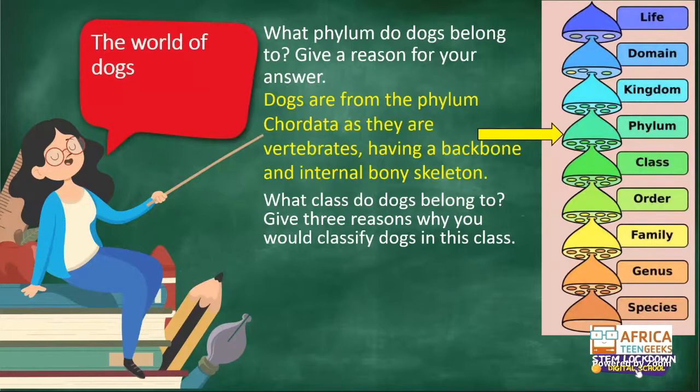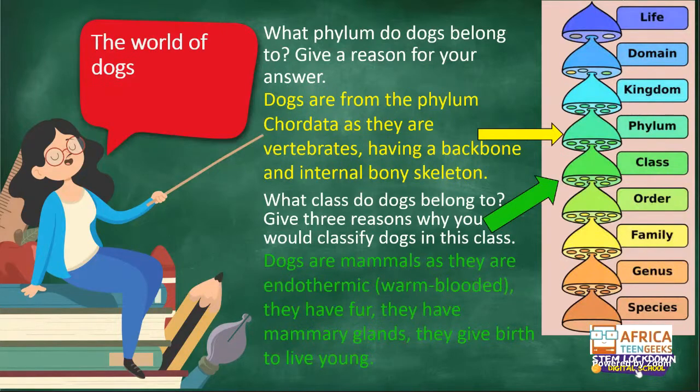The next one, what class do dogs belong to? And that is mammals. And we have to give a reason for our answer. So we can say that dogs are mammals because they are endothermic, meaning they are warm-blooded, and they have fur, they have mammary glands, and they give birth to live young.